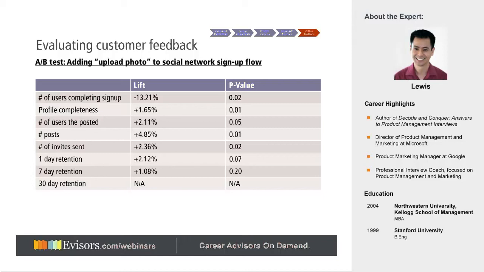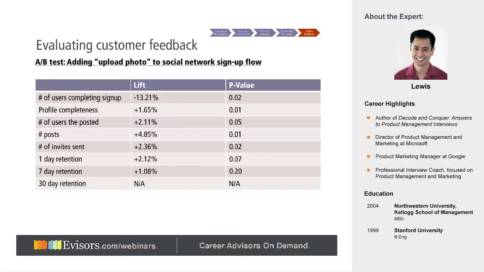For example, the number of users that are posting to the social network, that's going up by 2%. Or the number of posts total is going up by almost 5%. Or the number of invites sent to their friends to join the social network, that's going up by 2%. There's a lot of positive things about this feature that's leading to improved engagement.